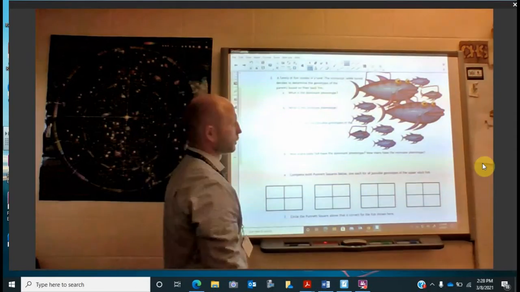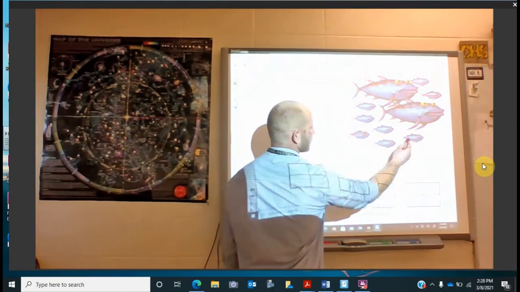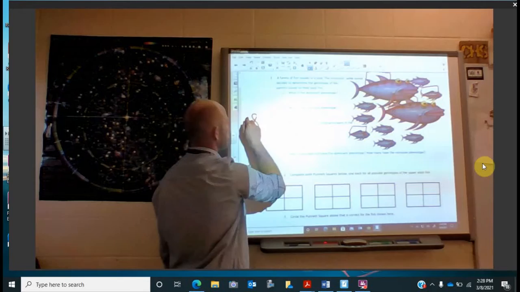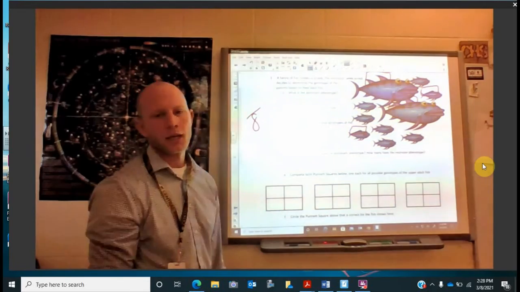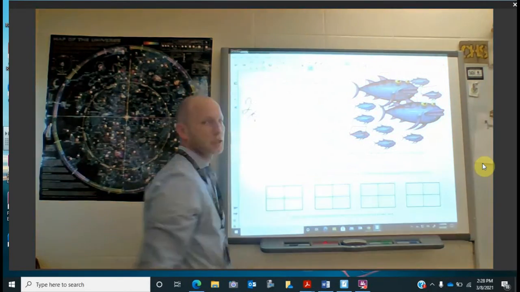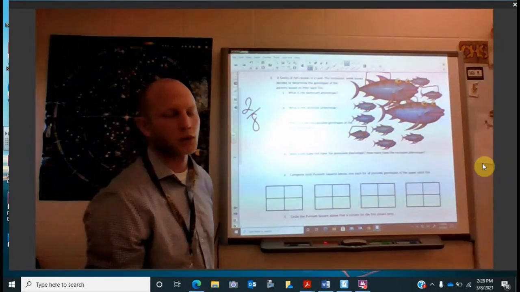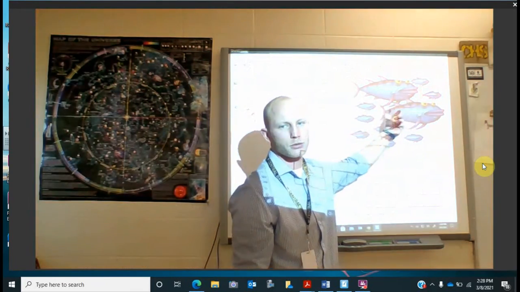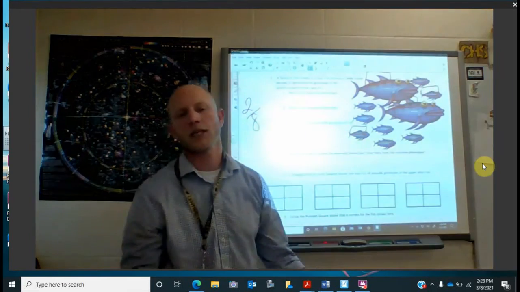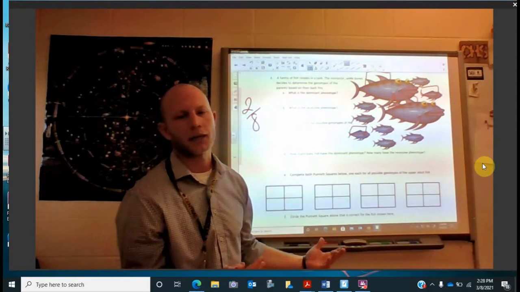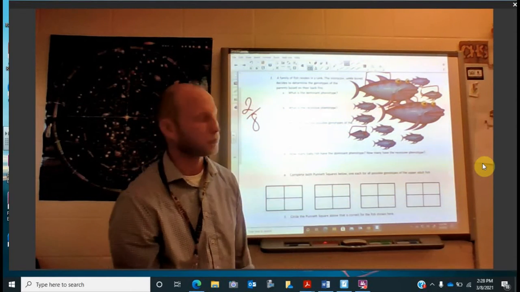If you notice, let's look at how many offspring there are: 1, 2, 3, 4, 5, 6, 7, 8. There's 8 total offspring. Out of these 8, 2 of them do not have a back fin. Well, this is weird, right? Because both parents have back fins, but 2 of their offspring do not. So where did they get this trait from if their parents didn't show it? Well, let's figure this out.